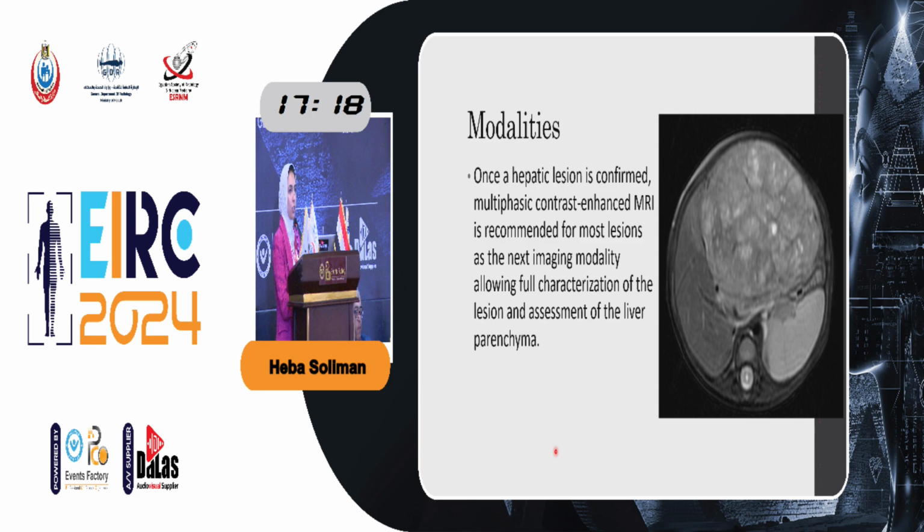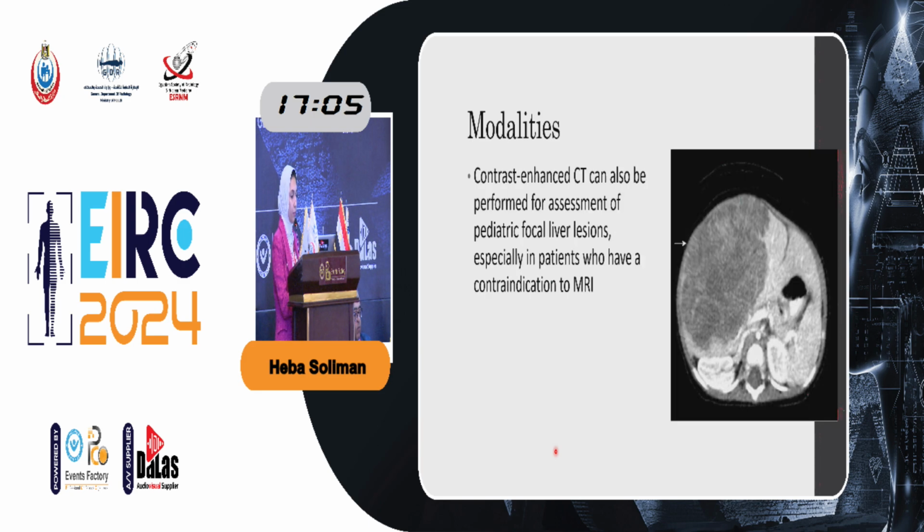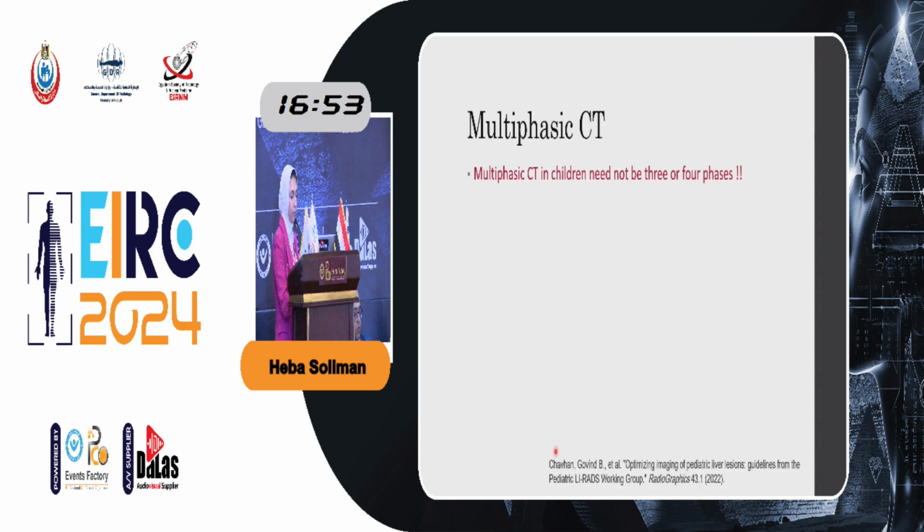Once the hepatic lesion is confirmed, multiphasic contrast-enhanced MRI is recommended for most of the lesions as the next imaging modality, allowing full characterization and assessment of the liver parenchyma. If it is not available or not feasible, contrast-enhanced CT can also be performed in assessment of pediatric focal lesions, and in those having a contraindication to MRI.